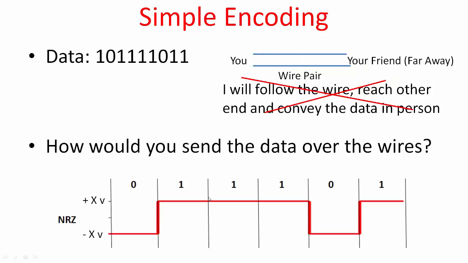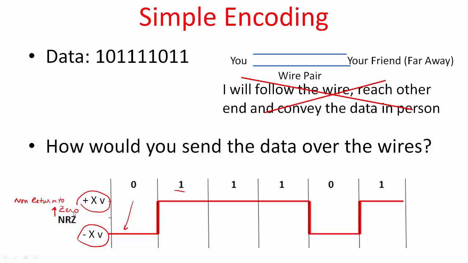You may have some other interesting way, but a simple method is to represent the bits by voltage levels. For example, 1 is represented by the positive voltage level X volts and 0 is represented by a negative voltage level minus X volts. This type of encoding, that is converting bits into voltage levels, is called non-return to zero encoding, that stands for NRZ.